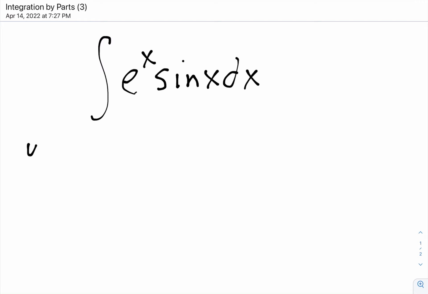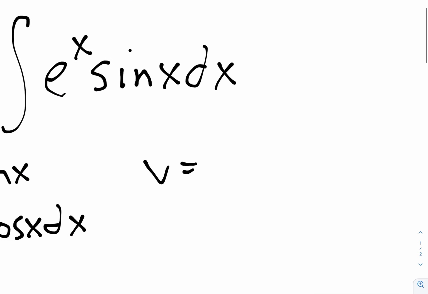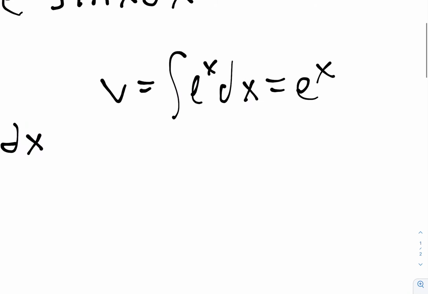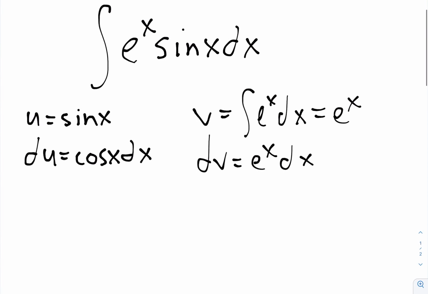Okay, so our u is going to be sine x. du, obviously, is just cos x dx. Okay, v is going to be whatever's left, so the integral of e to the x. We already did the sine x. The integral of e to the x dx is just e to the x. And then dv is e to the x dx. Okay, we've set it up. Now let's plug it into our formula here.